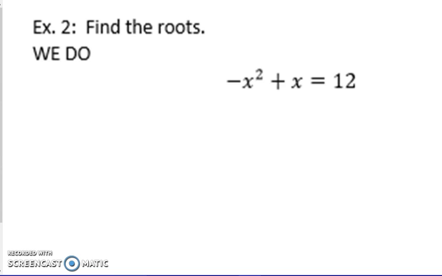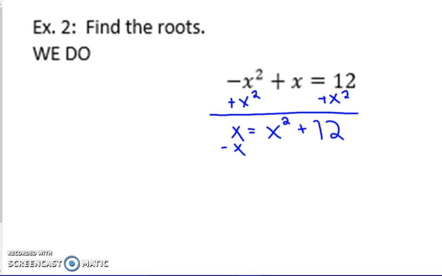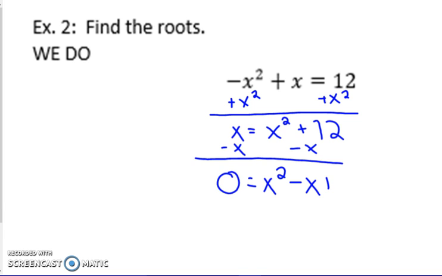Now, the second question asks you to find the roots. In this case, if we look, we don't have it in quadratic form. We have a and b on one side and c on the other. When you set it up in quadratic form, my suggestion to you is to always try and keep your a positive. Now, it'll still work if a is not positive, but make your life easier. I'm going to add x squared to both sides. I'm left with x equals x squared plus 12, and then I'm going to subtract x. So I'm left with 0 equals x squared minus x plus 12. Again, we always want that 0 there to be able to solve it.